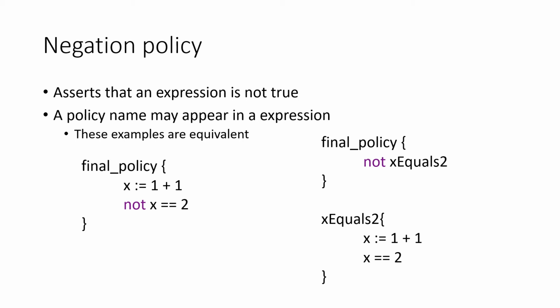Now let's cover some common scenarios. The negation policy asserts that a policy or expression is not true. In Rego, this can be done using the not keyword. The not keyword can be followed by a policy name or expression. In the left example, the not keyword is used with an expression, while in the right example, it is used with a policy name. These examples are equivalent.